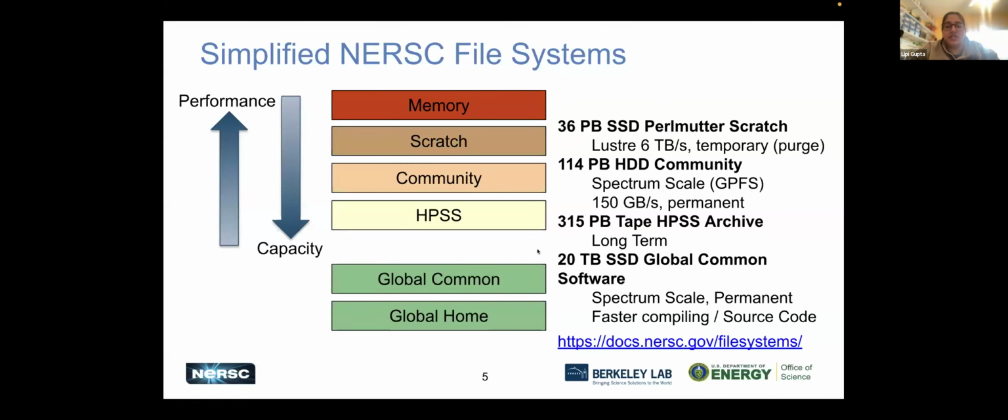What I've done here is separate out the different types of storage we have and rank them in two different ways. One is increasing performance. At the top of this list is the most performant part of the system, in terms of keeping some data stored there. And then the capacity increases in the opposite direction. So you have this trade-off between performance and capacity.